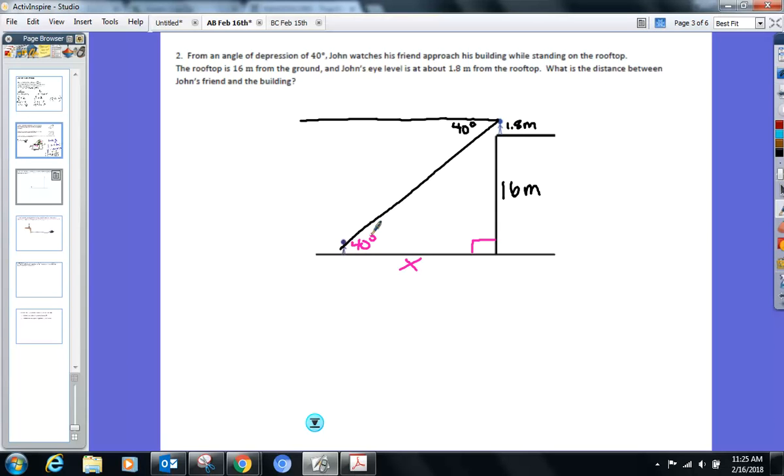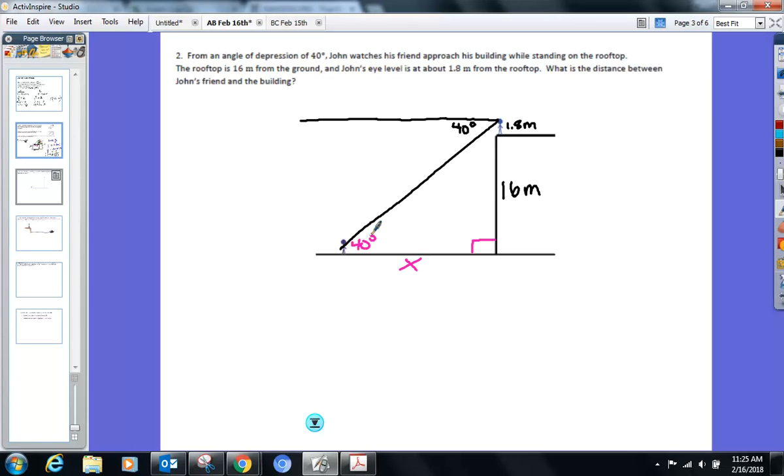We have a name for that angle, don't we? 40? What did we just talk about? He's on the ground looking up. That's the what? Angle of elevation. So I'm trying to tell you, angle of depression is always equal to the angle of elevation. Mind's blown, I know. All right?